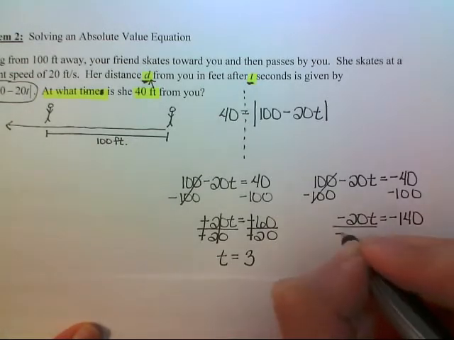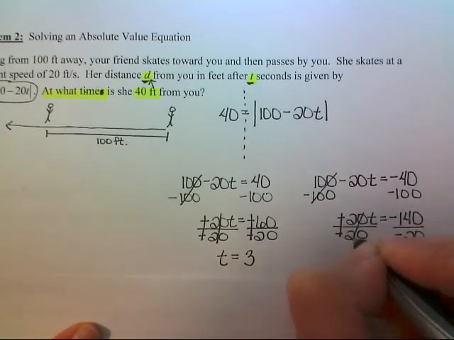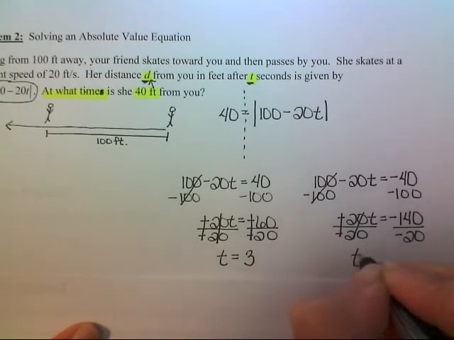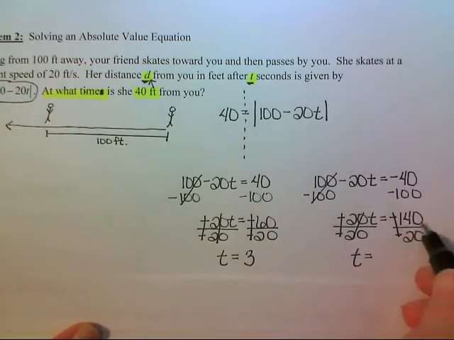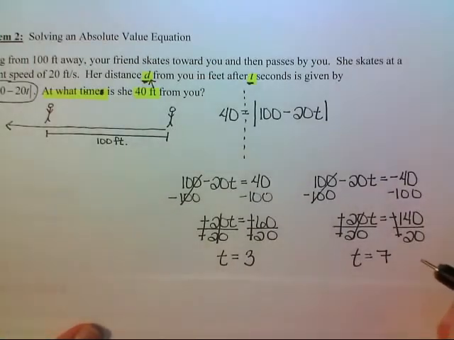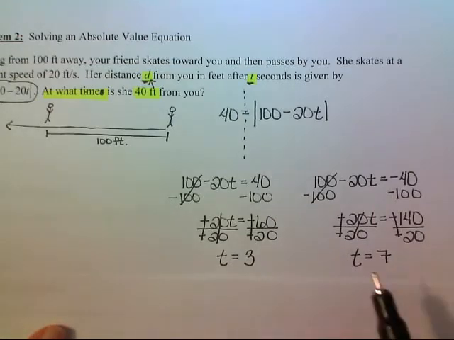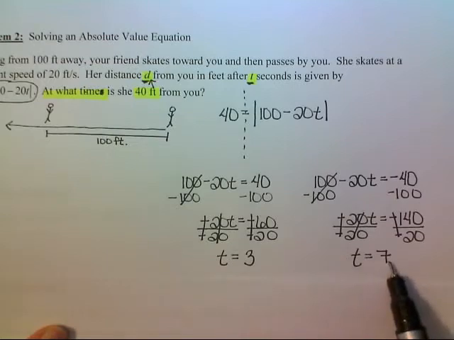And then again we're going to divide by negative 20 to break that away from the t. So negative divided by negative, this is a positive 1t. And 140 divided by 20 is going to give us a positive 7. All right, so my solutions are 3 seconds and 7 seconds.